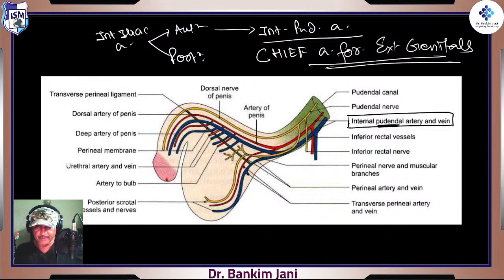In the male reproductive system, because that topic will come again, that is where we'll be talking about all these vessels. But this is just for our understanding that this is the internal pudendal artery, which will be giving the inferior rectal vessels. Then there'll be the perineal artery and vein, and the transverse perineal artery and vein. All those are branches of this internal pudendal artery because it is the main chief artery.